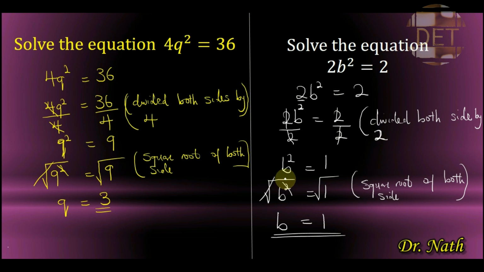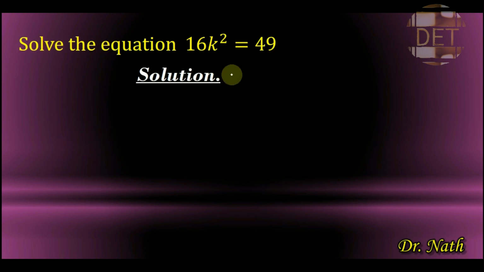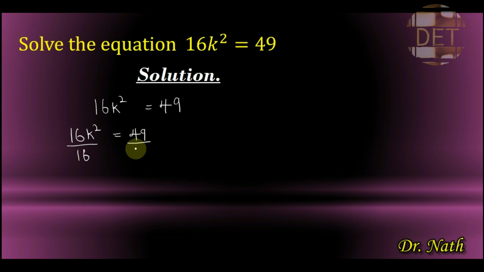The other question that I have here, which is the last one, is to solve the equation 16k squared is equal to 49. So the equation is 16k squared is equal to 49. Just as we have done before, what I will do is to divide both sides of the equation by the coefficient of this k squared, which is 16, to make this k squared stand alone. So this will be 16k squared divided by 16 is equal to 49 divided by 16.